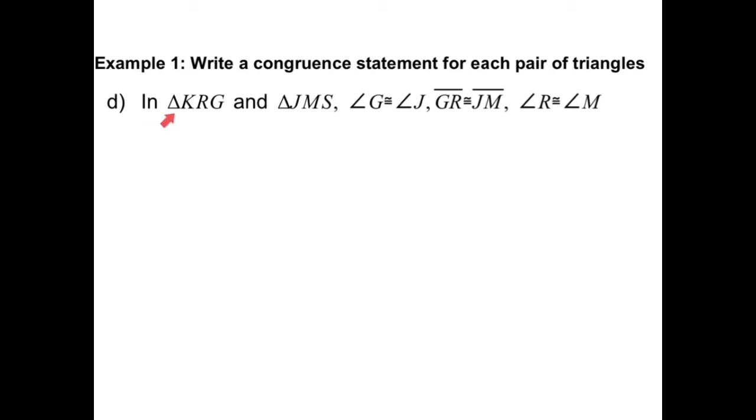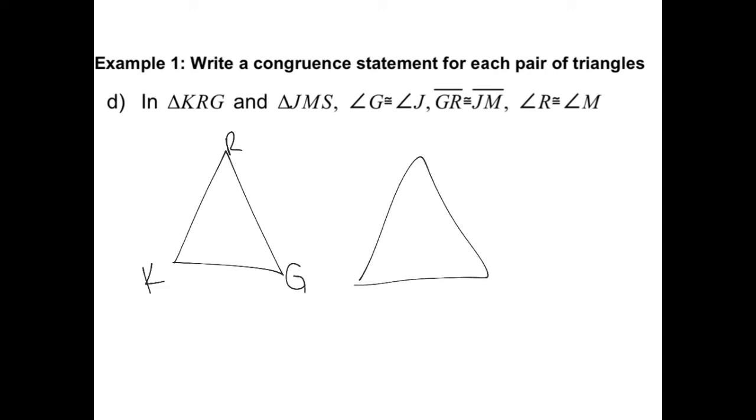It says that in triangle KRG and triangle JMS. And what you have to realize here is that this is not a congruence statement. So I cannot use the order of these and just assume that K and J are the same or R and M are the same and so forth. I cannot do that because this does not say congruence here. It just says I have 2 random triangles. So if I wanted to, I could just start with the 2 random triangles. This is in no way saying that this is the order that they match up.